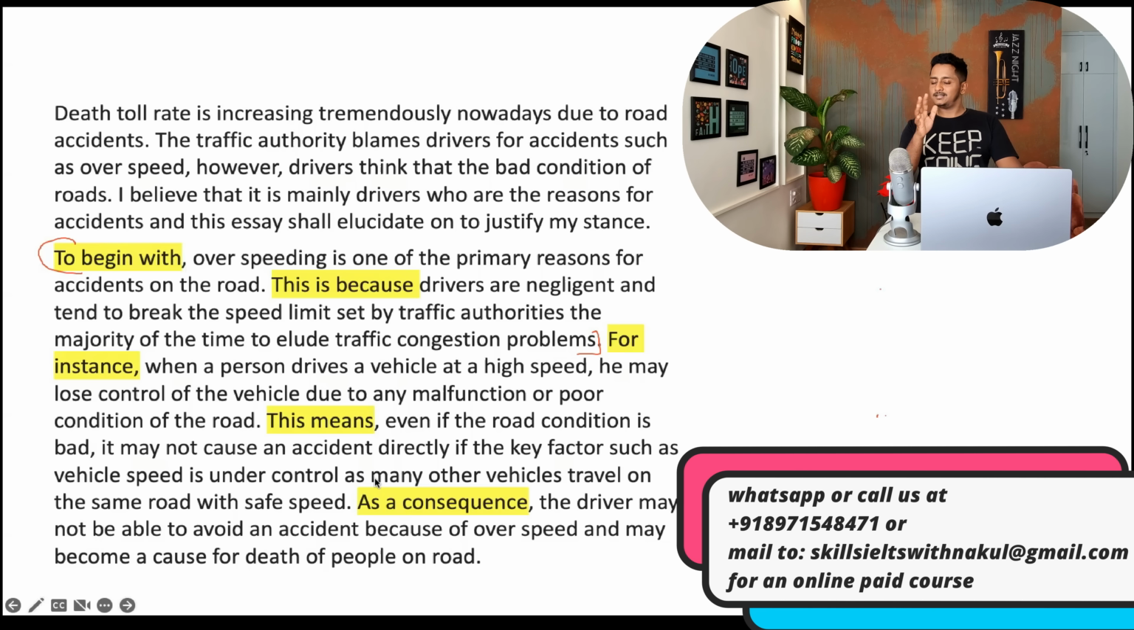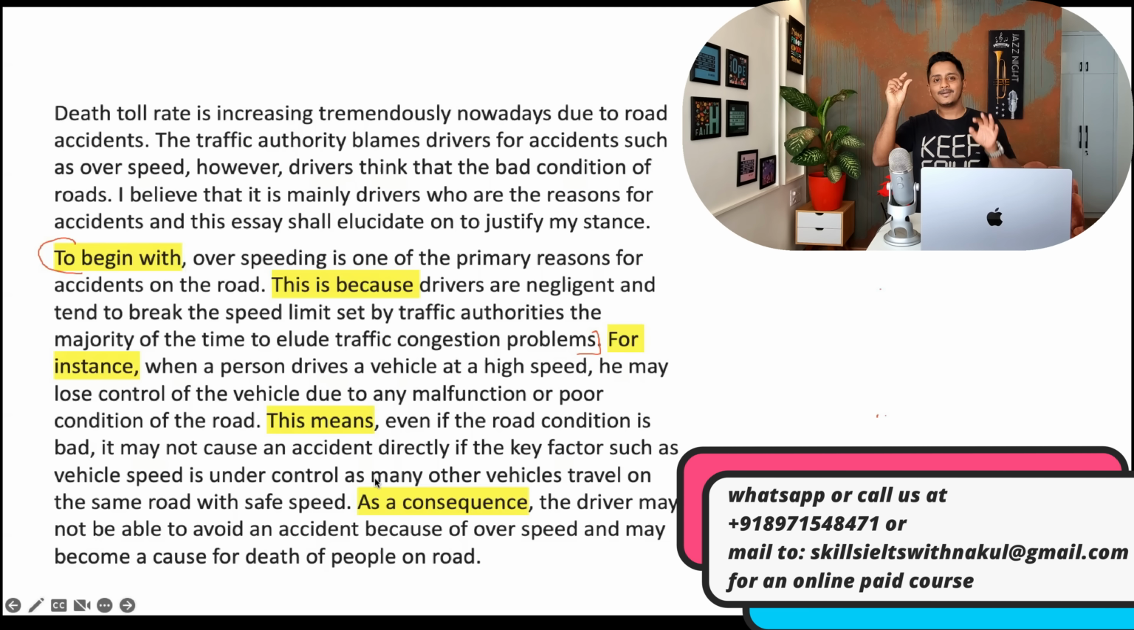So here, what the person is trying to do, she is comparing both. When a person drives a vehicle at a high speed, he may lose control of the vehicle due to malfunction. Yes, he may lose control of the vehicle because the road condition is bad. There are big potholes. Definitely yes. This means even if the road condition is bad, it may not cause an accident directly if the key factor, such as vehicle speed, is under control. Because many other vehicles are going slowly, even if the road condition is bad, they are not causing accidents. So that's the point.